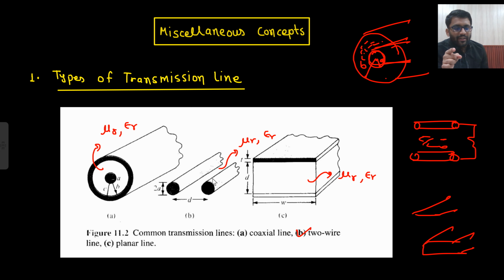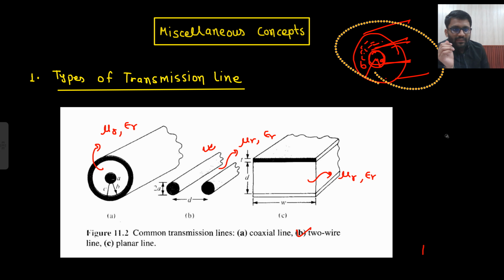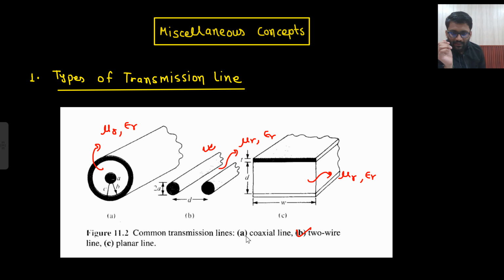Now, whatever topics we studied, like the voltage wave equation, current wave equation, standing wave patterns, reflection coefficient, bounce diagram, S parameter, we studied a lot of things in transmission line. All the questions were based on the two wire line only. And in the examination as well, questions will be asked on this particular line only. They will give a two wire transmission line and based on that they will ask you questions. But from the coaxial transmission line, there can be some questions as well.